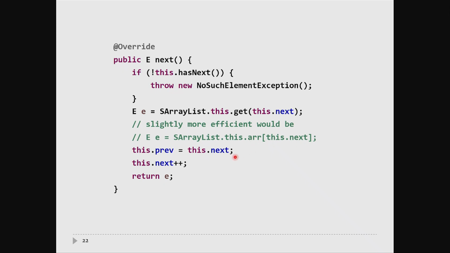Okay, what do you do next? Well, I have to shift the iterator over one position to the right. What does that mean? That means both previous and next should go up by 1. So next goes up by 1. Now remember, previous is the index of the element that was most recently returned by next, so that's going to be this.next. And then you return the element that you get from the array. So there's your next method.